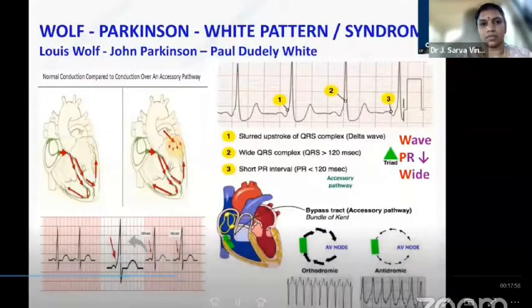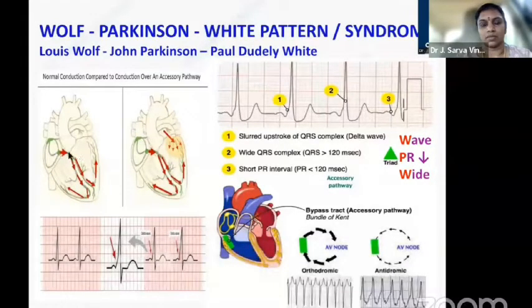What happens in WPW syndrome? When an impulse is normally conducted in the AV node, there is a delay in the AV node which gives rise to this PR interval. But what happens here? The impulse starts, though the impulse is delayed here in the AV node, the impulse takes this accessory pathway and it gets transmitted to the ventricles. So the PR interval is actually shortened. And because the ventricles are being depolarized via this accessory pathway, you have a slurring upstroke of this QRS complex.